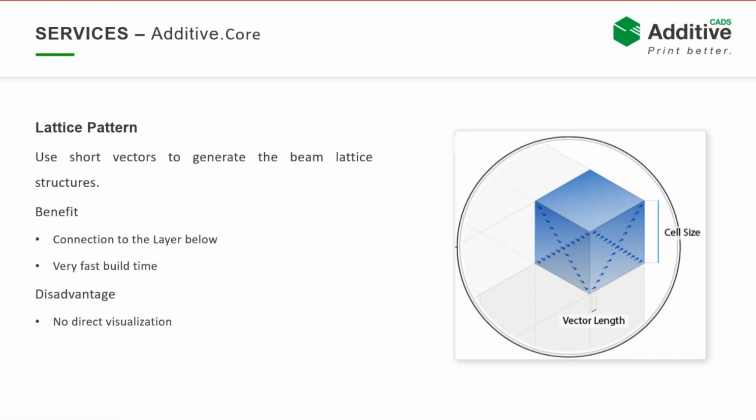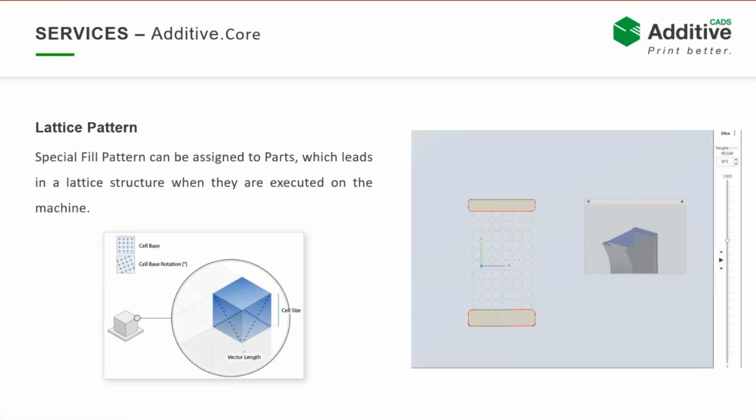What is also very beneficial about this vector lattice type is that it's very fast to build on the machine. The disadvantage is we cannot visualize it on your screen in the full visualization mode, but you will see it later on as well. As I said, it's a special fill pattern which can be assigned to a part. Here is an example of those.